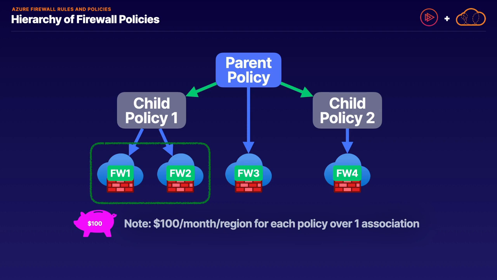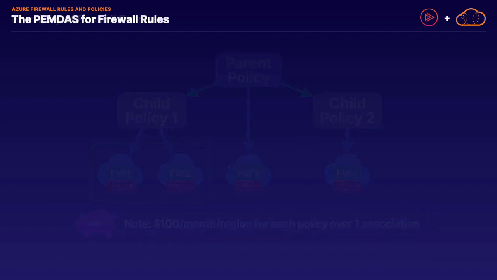And we're not accounting for the parent policy association because we already did the math for that, because we were talking about the direct and indirect associations that policy had. Now that we've covered the hierarchy of firewall policies and the parent and child relationship that they have and the costs associated with putting those policies to firewalls, let's talk about the PEMDAS of firewall rules here so that we can understand how things are evaluated.